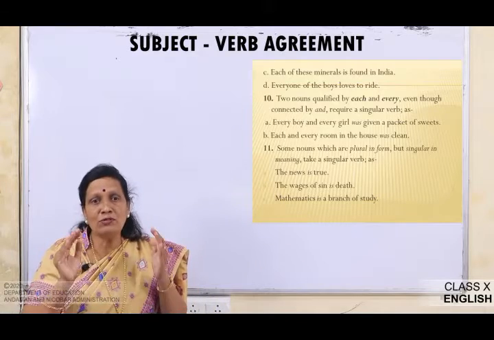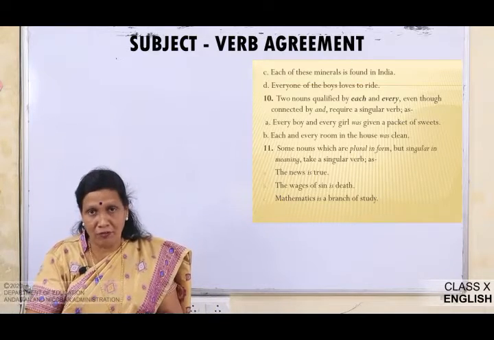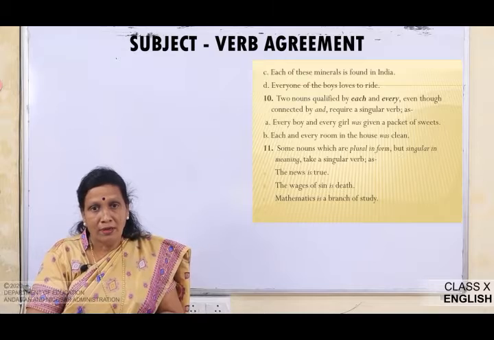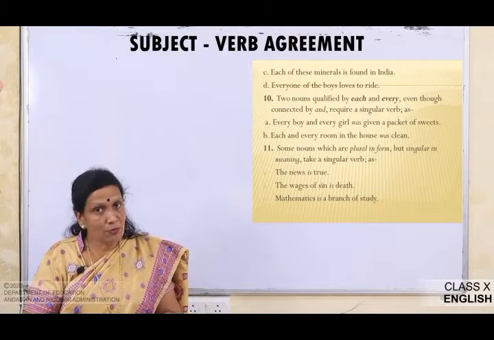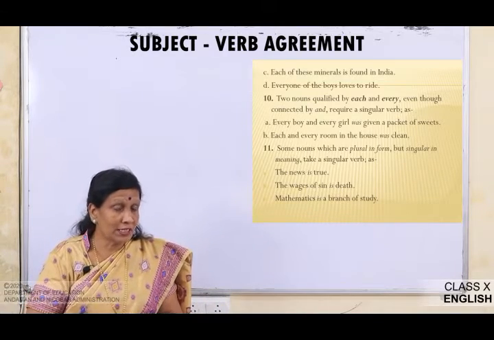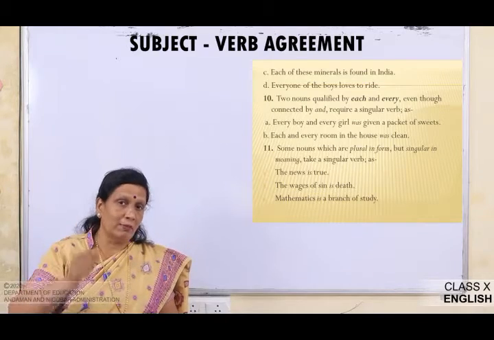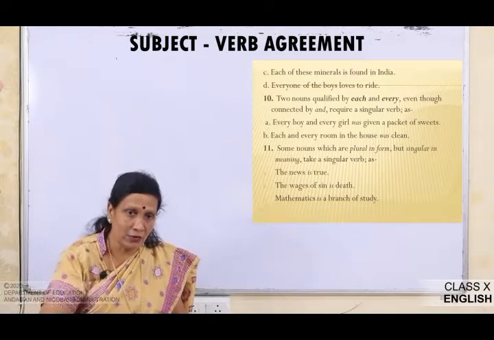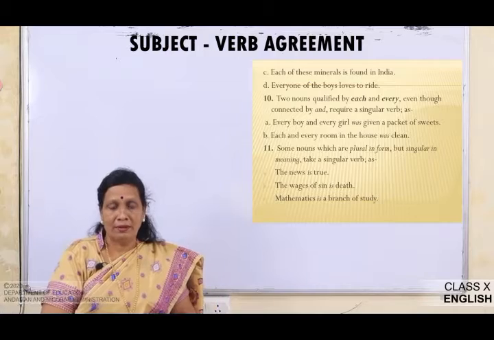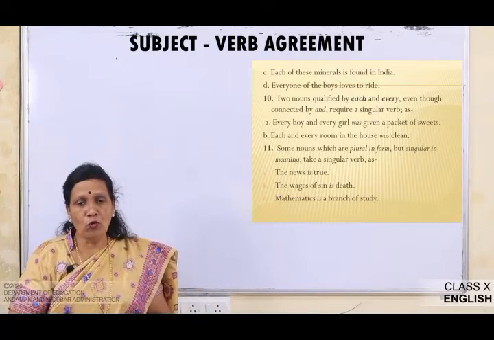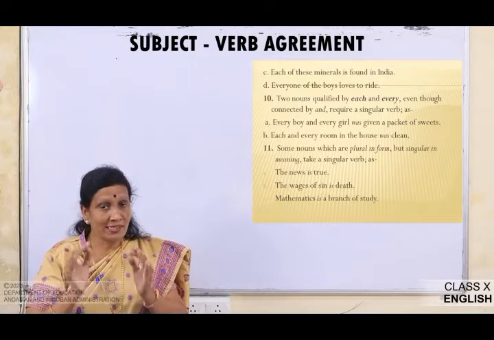So, two nouns qualified by each and every, even though they are connected by and, you should not get confused that we have to use the plural form, we will be using the singular verb, like each and every room in the house was clean.